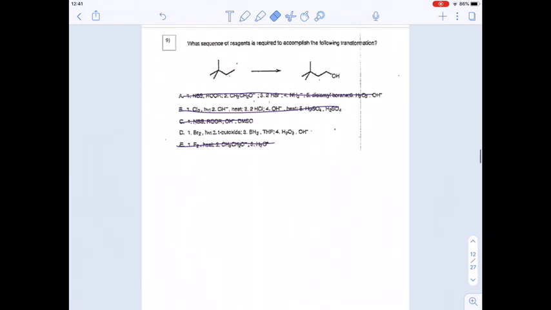And like I said, because D is the only one that had hydroboration, that's going to be the only one that gives you the anti-Markovnikov addition of the OH, so that's your right answer.